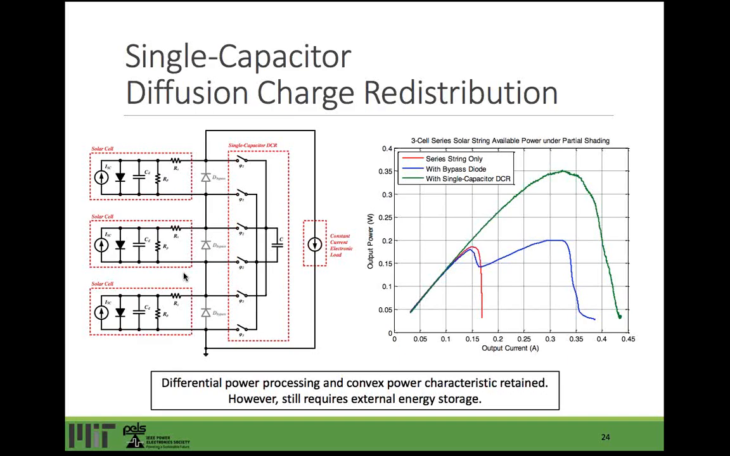However, remember that a flying capacitor is still required in this configuration. So this is really just a setup to verify the utility of the diffusion capacitance. Moving forward, we'll still need to come up with a different configuration to remove all the energy storage requirements.